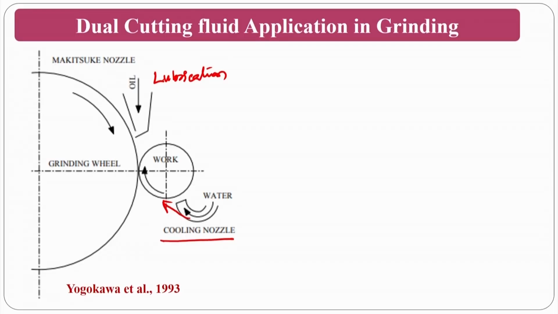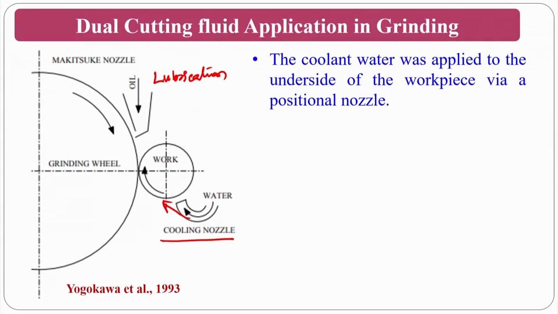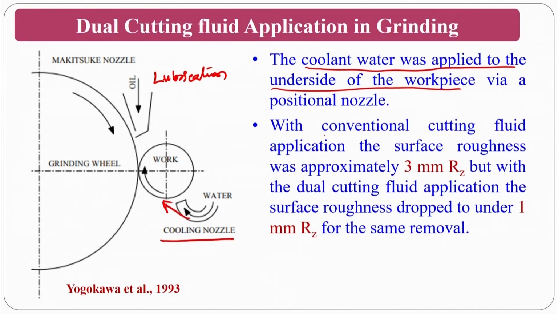In the experiment, the coolant water was applied to the underside of the workpiece via a positional angle. At the same time, the conventional cutting fluid, that is mineral oil, was applied, and the surface roughness achieved was approximately 3 mm. Normally these experiments were done maybe very long ago, which is why people are talking about RZ. The surface roughness and other things I will explain if time comes.